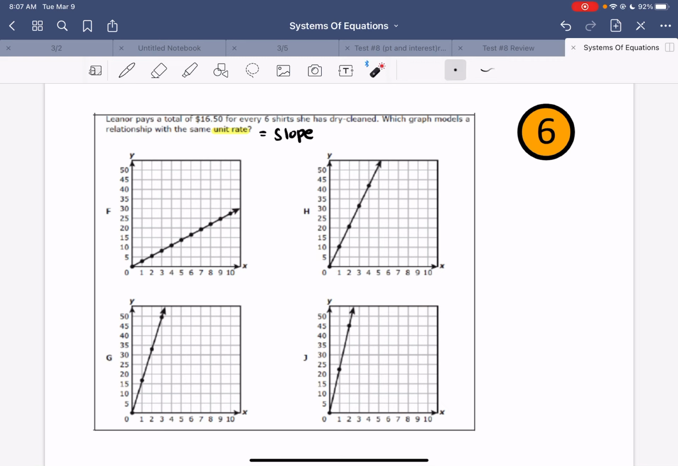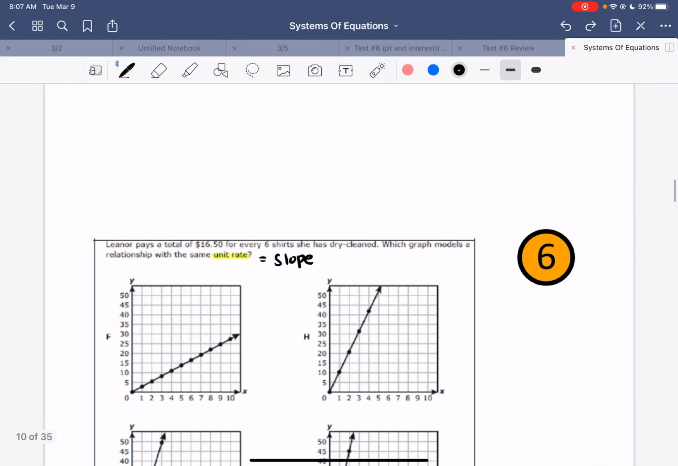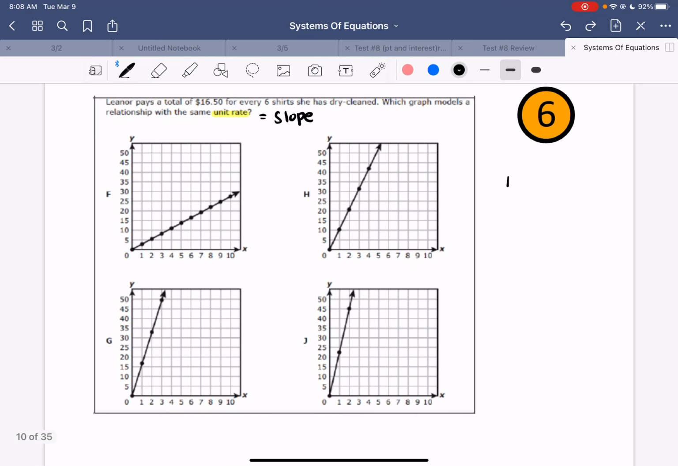So we're going to take a look at each of our examples. So in this case, for 1 shirt, she pays looks like just under $4. So first, what would be important to figure out is that for 6 shirts, $16.50, we need to divide that. So that is our slope that we're looking at, because it's money per shirt.